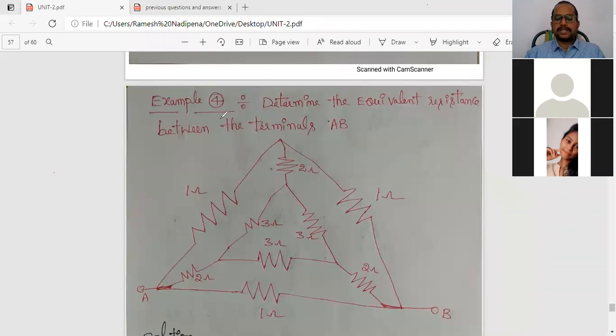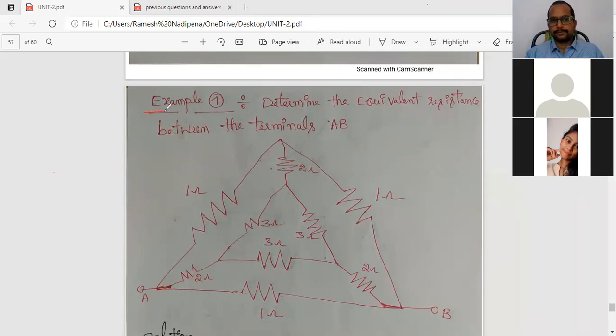Right, in the last session we discussed a few numericals based on star to delta and delta to star transformation. In today's session also, we'll discuss a few more numericals based on star to delta and delta to star transformation. After completion of those numericals, we will discuss previous questions and answers.